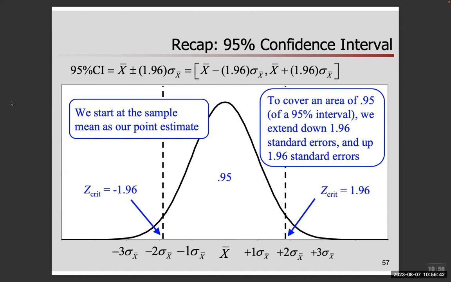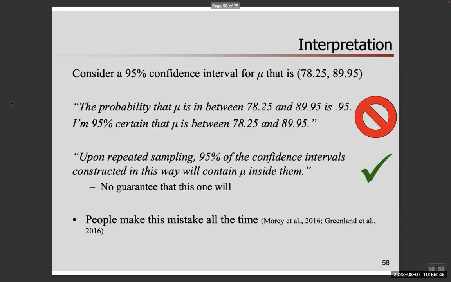Not as many people nodding, but I'm guessing we've done this a zillion times in our statistical lives, right? Okay. So for the example I started with, 10 students taking my test and the test scores, I went ahead and got the 95% confidence interval. It's from 78.25 to 89.95.